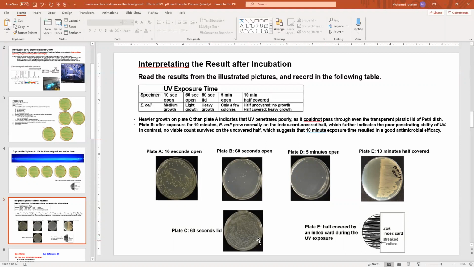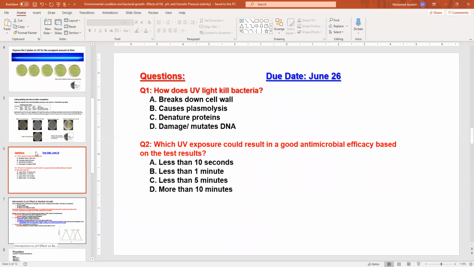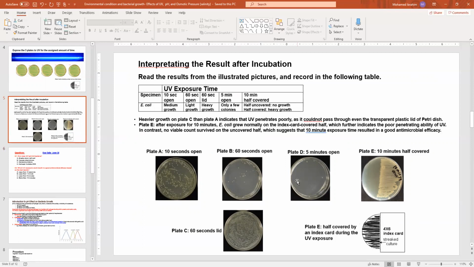Okay, Professor, on question 2, it says, which UV exposure could result in a good antimicrobial efficacy based on the test results. I put 10 because that eradicated all the bacteria completely. For the example we just talked through, I just wanted to make sure that I wasn't missing something.